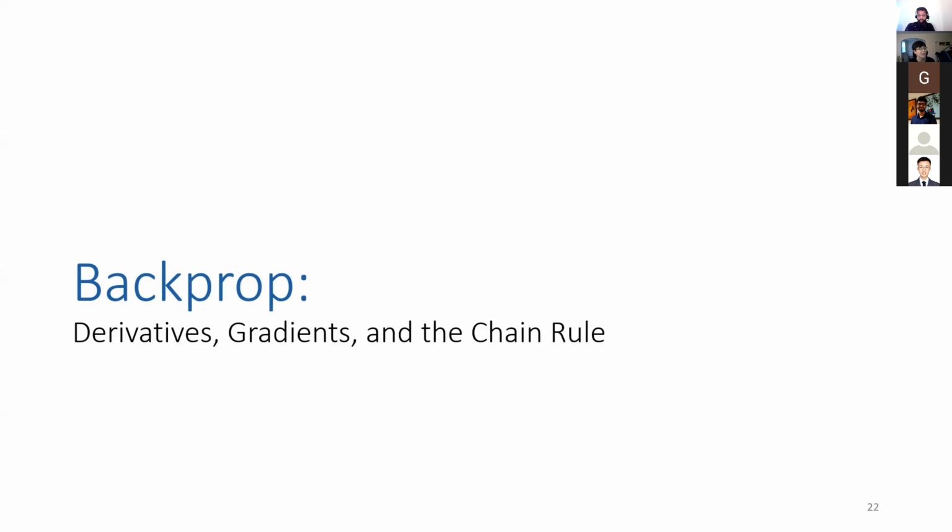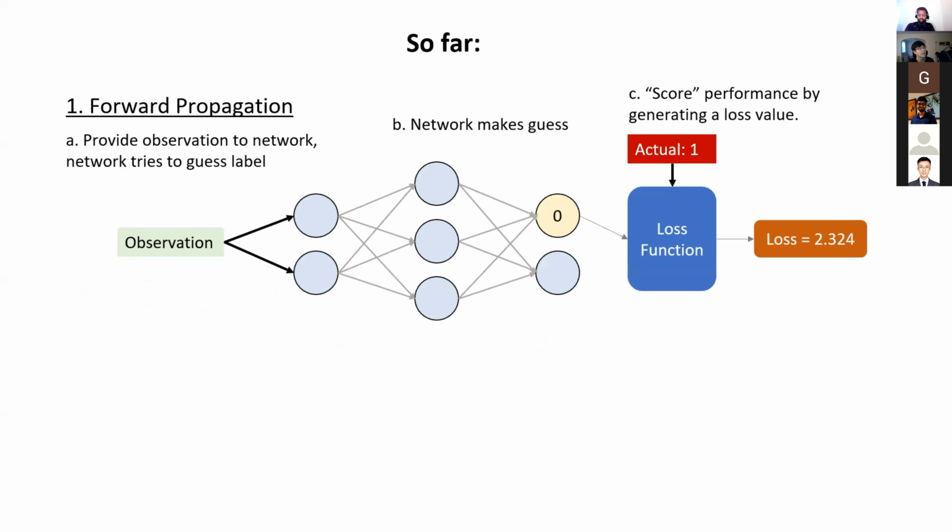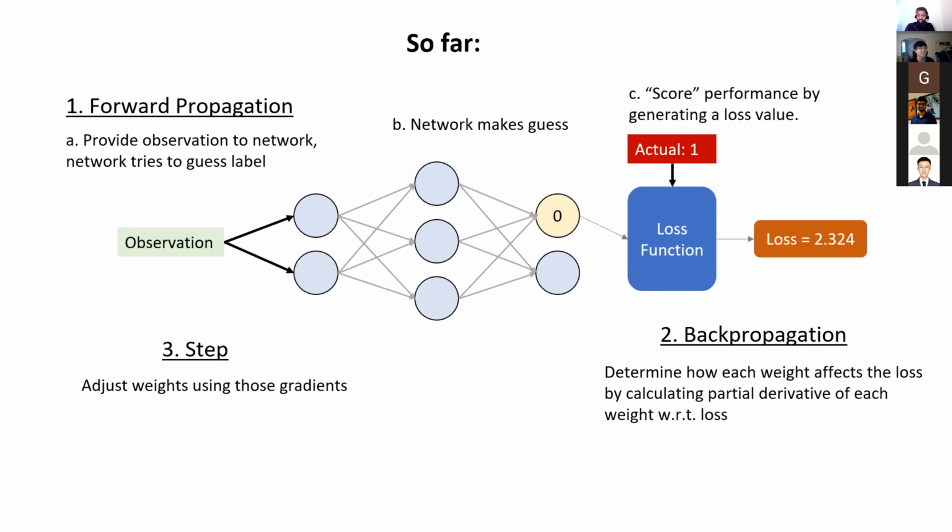So we're going to talk about backprop now, specifically derivatives, gradients, and the chain rule. And just a recap of where we are, we got the loss value, and we're at the second stage. We're actually not going to talk about step much today, but just be aware that it's there, and that's where parameters are actually updated.